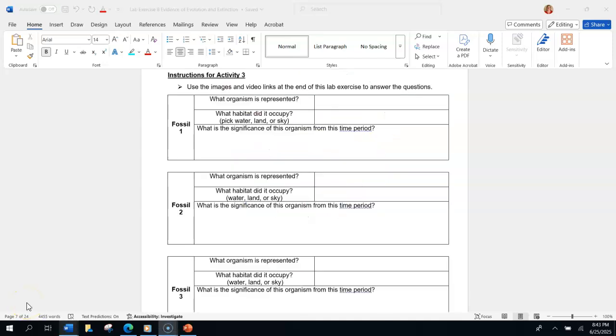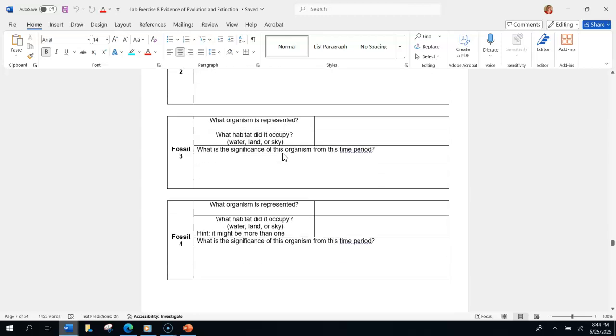So when you get to activity 3, it says fossil 1, 2, 3. So you're going to find those fossils, those images on a separate PowerPoint. You're using the lab manual that was included in the lab kit. They're going to be the next few pages at the end of this. If not, then they're also located on Canvas. So you're going to fill in all the parts. So what does the organism represent? What habitats did it occupy? You're going to pick water, land, or sky, and then the significance.